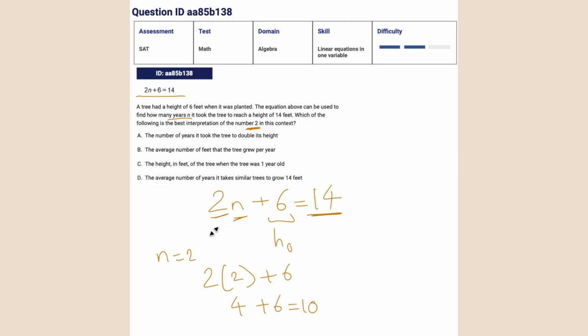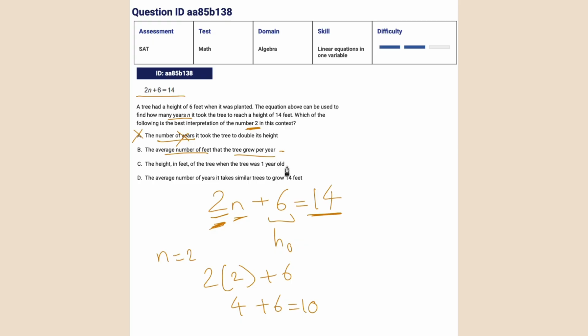Option A, the number of years it took the tree to double its height. Well, that's not true, because here 2 is the number of feet. First of all, it's not the number of years, and the number of years is calculated by n, not 2. So that's not it. Option B, the average number of feet that the tree grew per year. This is exactly what we just said earlier, the number of feet it grows per year. That's exactly it. We're going to keep this option for now.